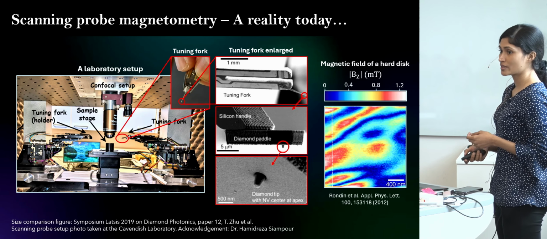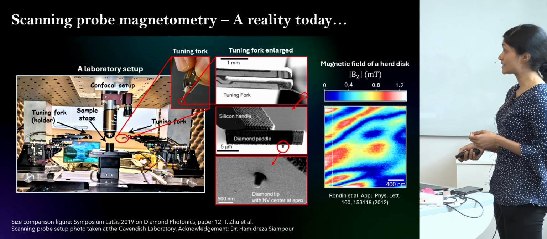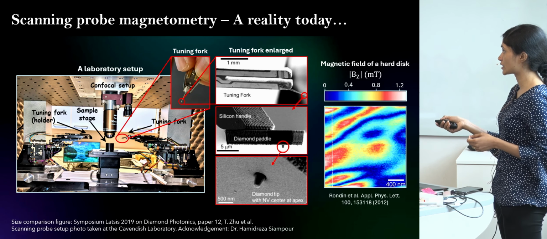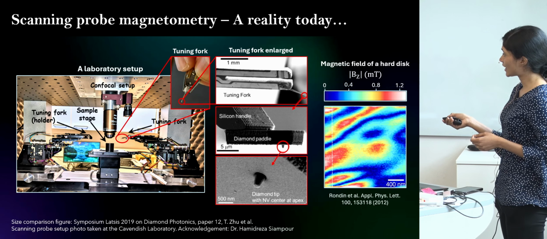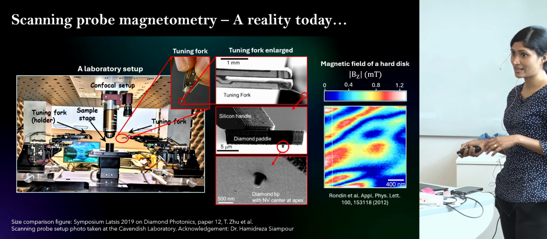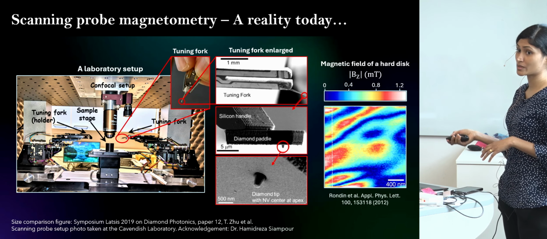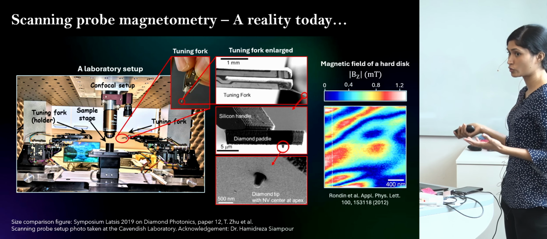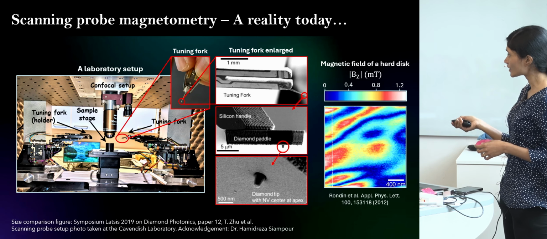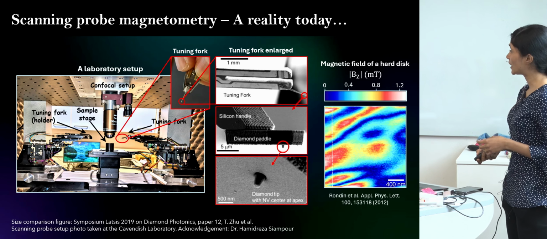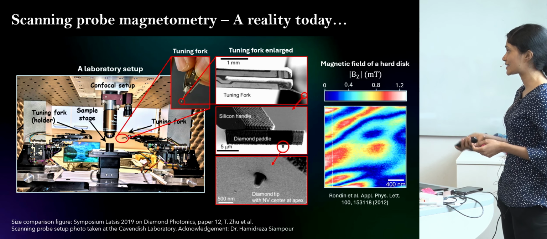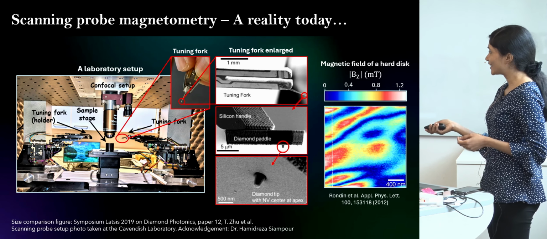And here's a picture of a magnetic field of a hard disk that has been scanned using a setup like this one. It can do scanning at an incredibly small scale, and I think this was taken back in 2012, and these setups have improved even further since. You can check out this paper if you're interested. It's a fascinating kind of equipment, I believe.